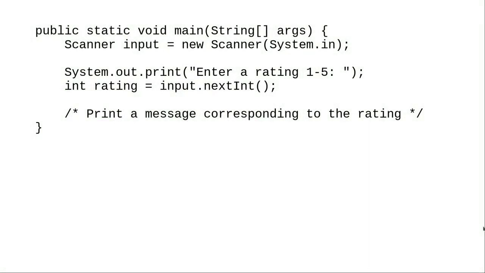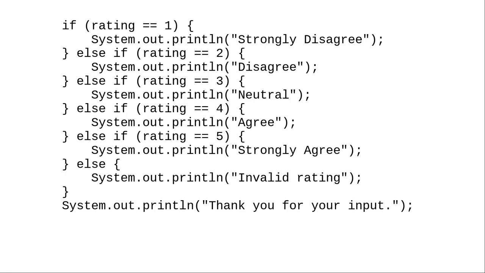Here's the beginning of a program that asks for a rating from 1 to 5, and then prints a message according to that rating. We could use a multi-way if-else to print the message. Note that the last else clause handles any rating that doesn't match our desired input.